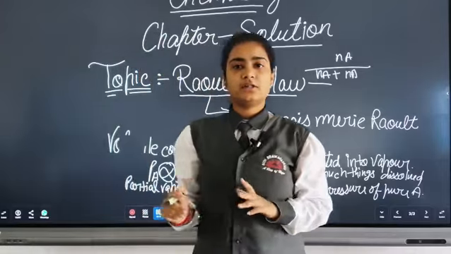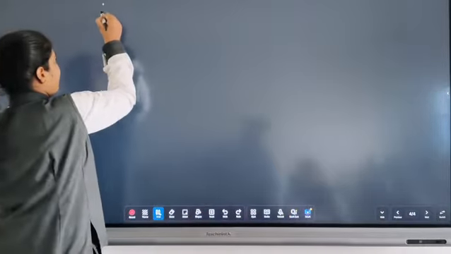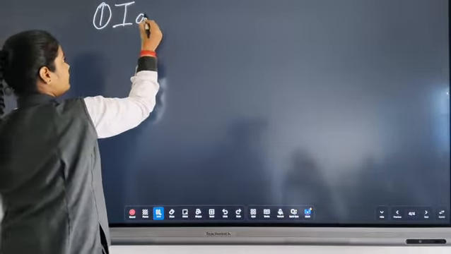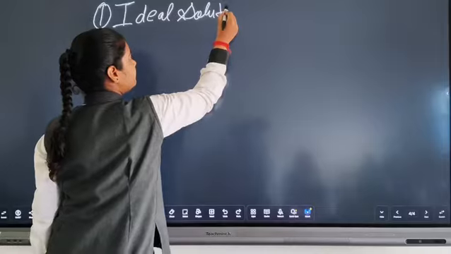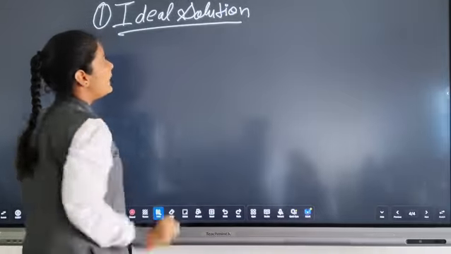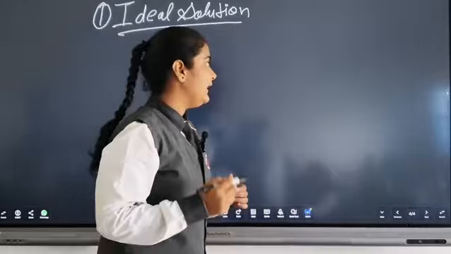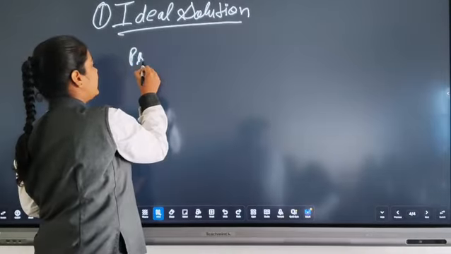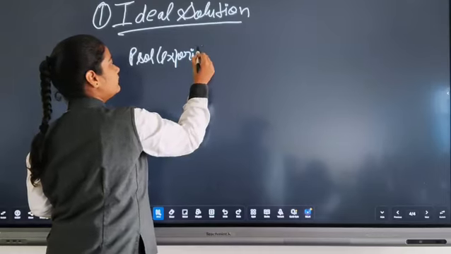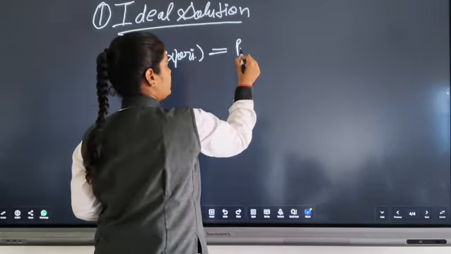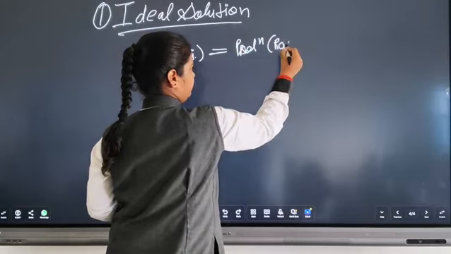We are studying this topic under solutions. On the basis of Raoult's law, there are two types of solution. Let's discuss that. The first one is the ideal solution. Ideal solutions are generally those types of solutions which follow Raoult's law. It means the partial vapor pressure of the solution found through experiment is equal to the partial vapor pressure of the solution calculated through Raoult's law.